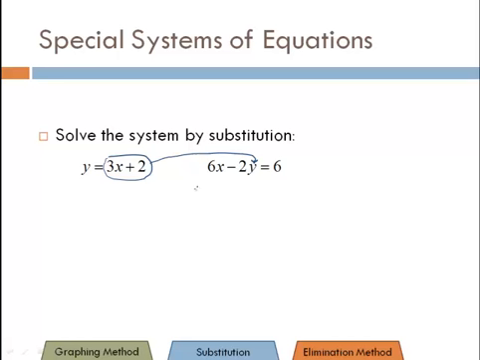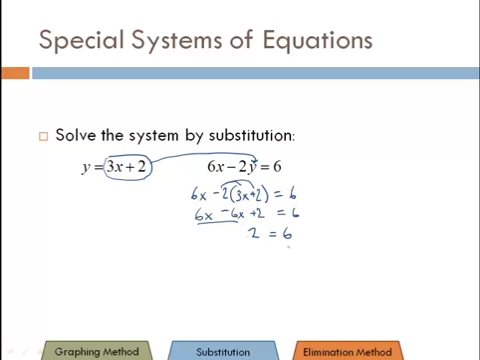So that gives us 6x minus 2 times 3x plus 2, and that equals 6. If we use the distributive property, like we usually do, that gives us negative 6x and a negative 4 over here, a 6x drops down, and 6, and 6x and negative 6x, they can cancel out. Wait a minute, where's our variables? 2 equals 6.